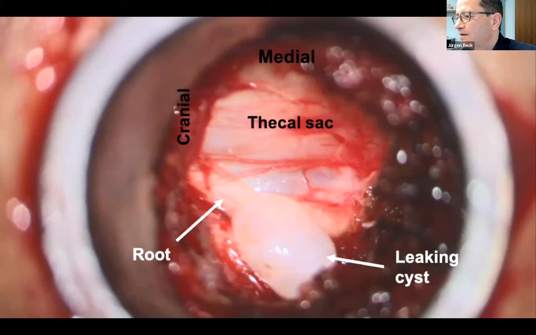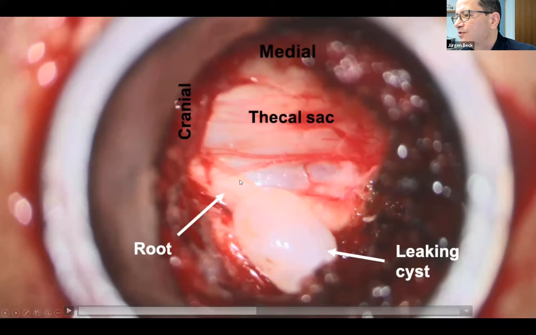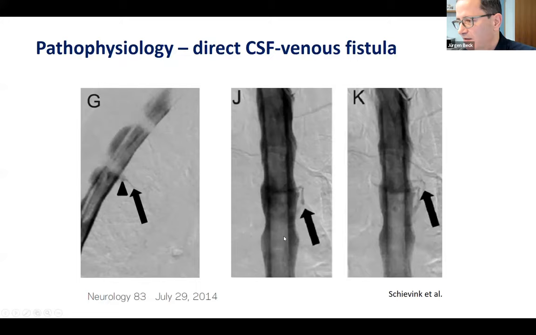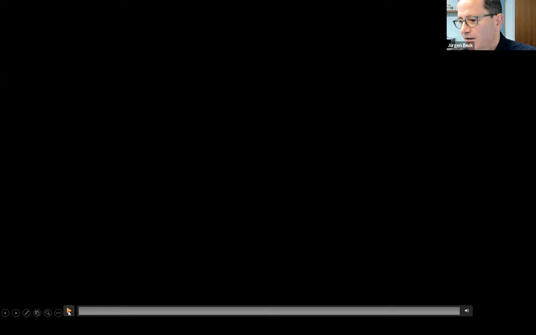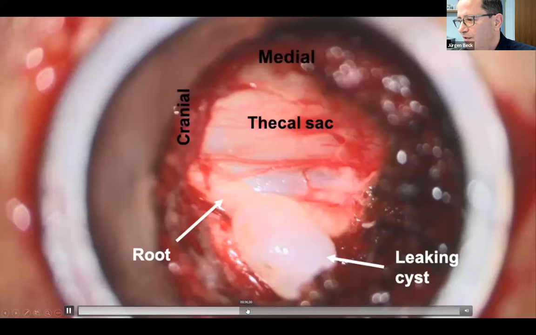And again, this is a still now. You see the thecal sac, you see the exiting root, and here in the shoulder of the exiting nerve root, there is a tear in the dura, and this cyst is just the outpouched arachnoid, probably. I continue with the movie at this stage.